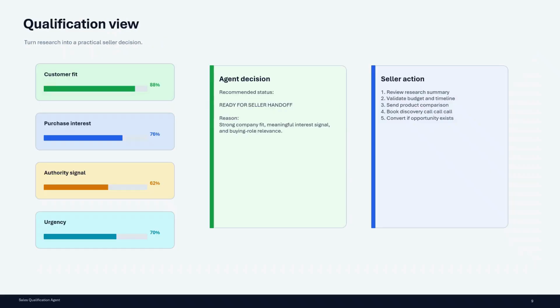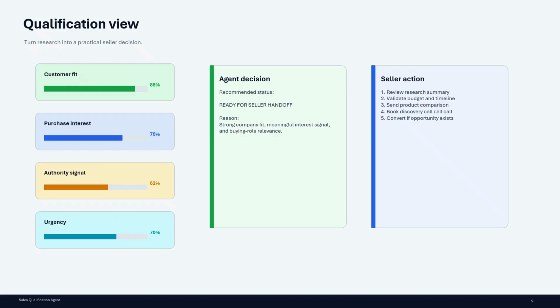Then the next slide turns the research into a seller friendly decision view. The agent may show indicators such as customer fit, purchase interest, authority signal, and urgency. These indicators help the seller understand why a lead is becoming recommended.